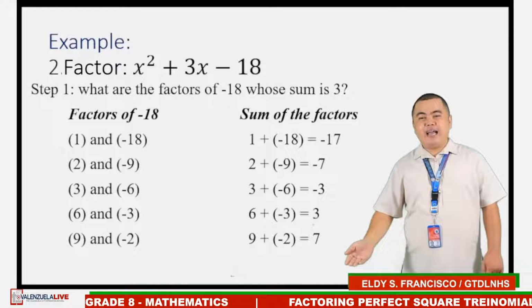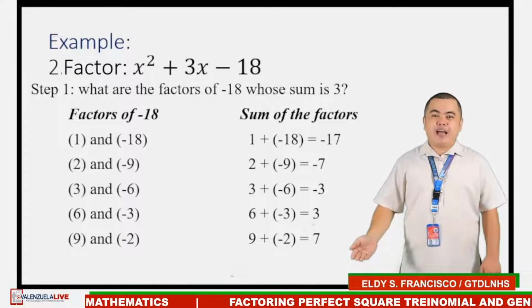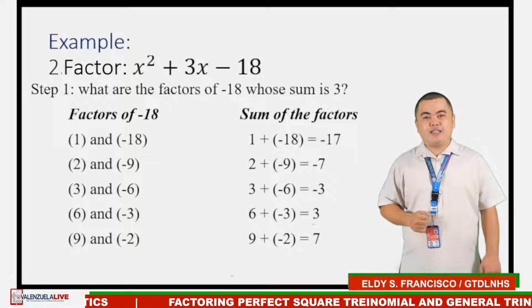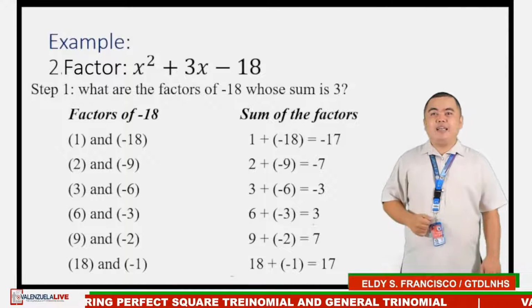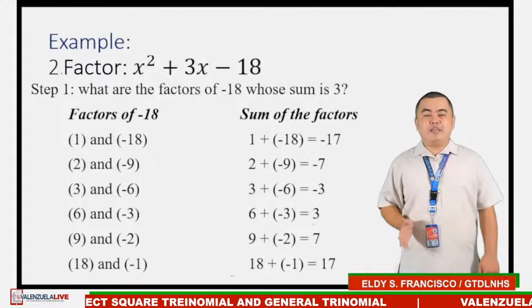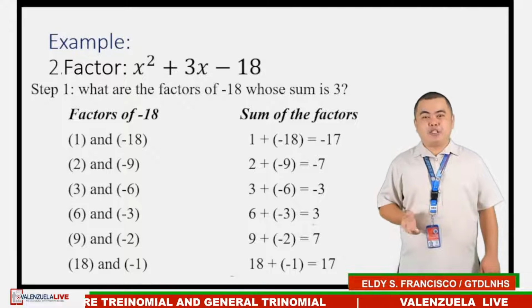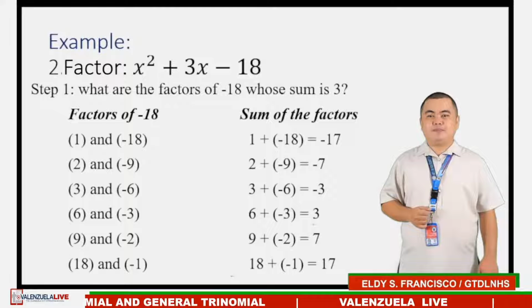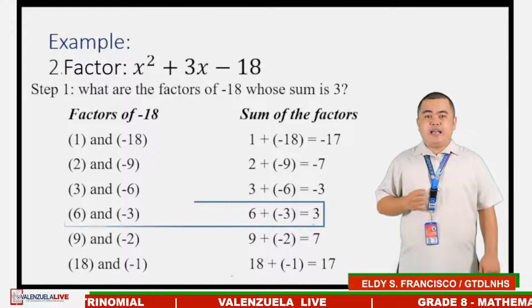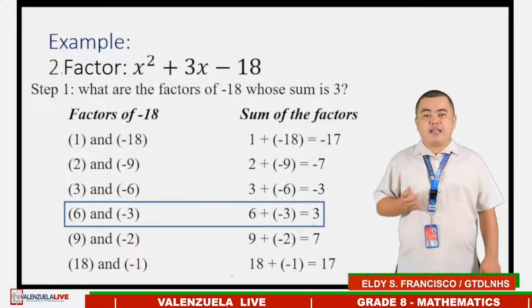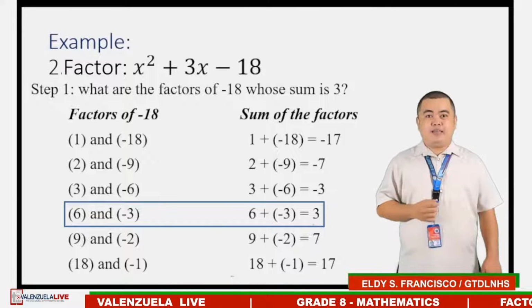Alright, we have 9 and negative 2. 9 plus negative 2 equals 7. Yes, we also have 18 and negative 1. 18 plus negative 1 equals positive 17. And we have now 6 and negative 3 as the factors of negative 18 whose sum is 3.